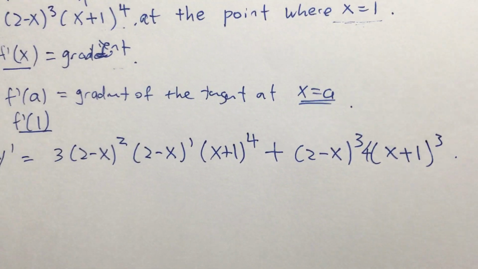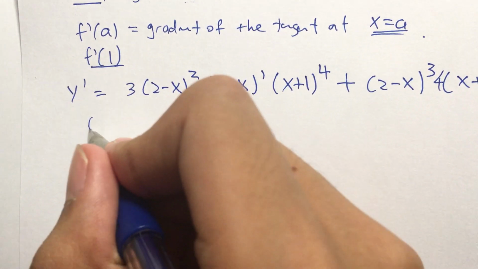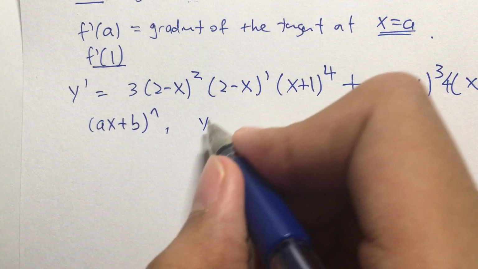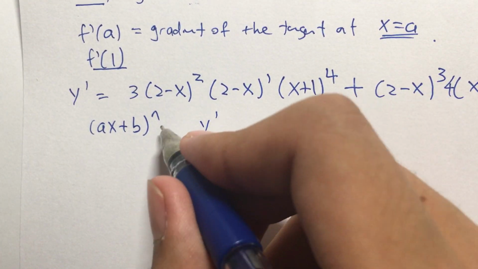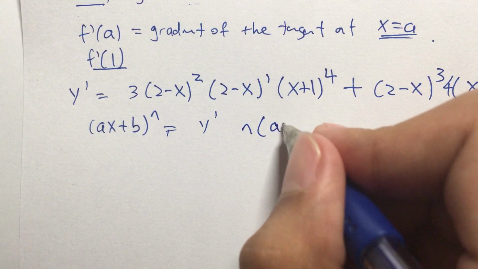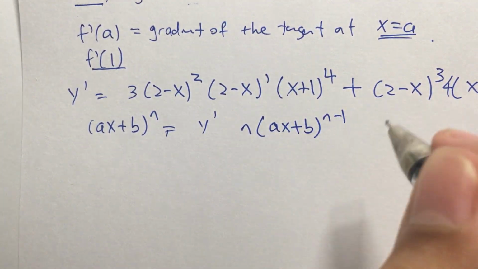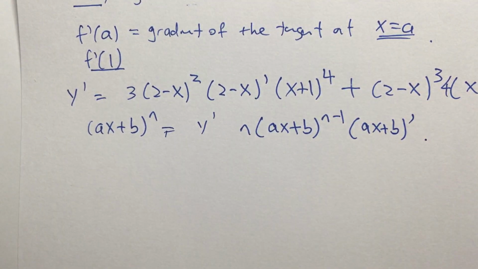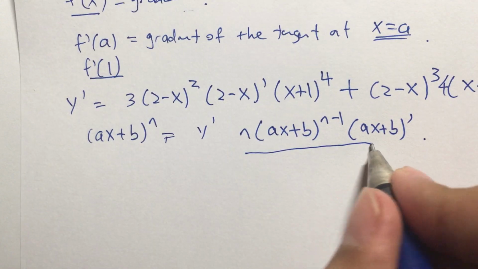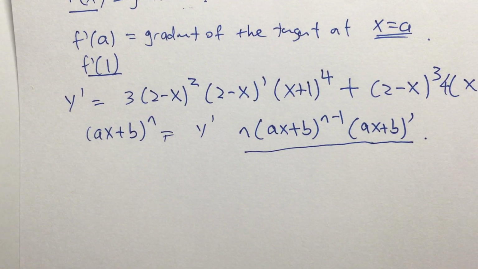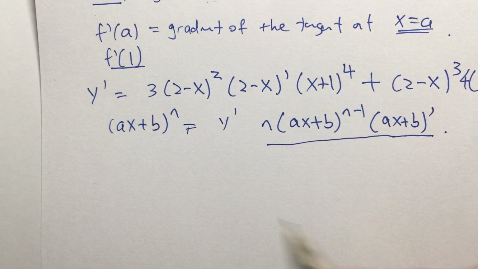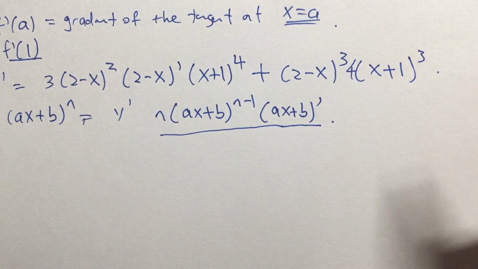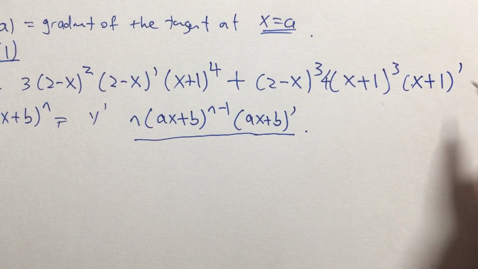Here I need to specify that if you have something like (ax plus b) to the power of n, when you differentiate, this is equal to n times (ax plus b) to the power of n minus 1 times (ax plus b) dash. We learned this in AS, and you should go back and check if you don't know it. I applied it here because (x plus 1) dash is equal to 1, so I didn't write it, but you can write (x plus 1) dash.